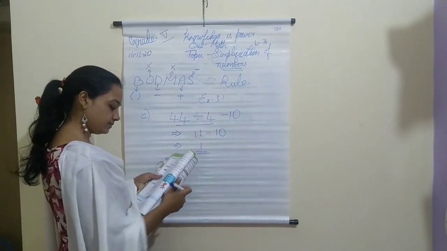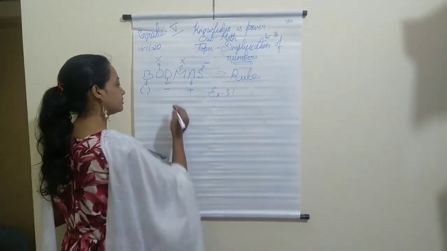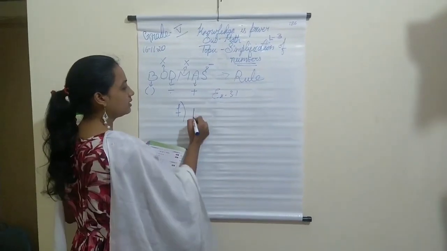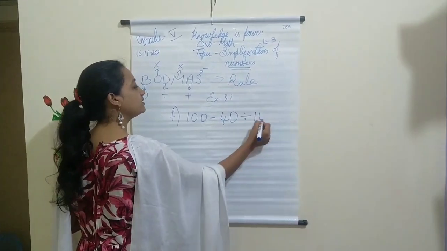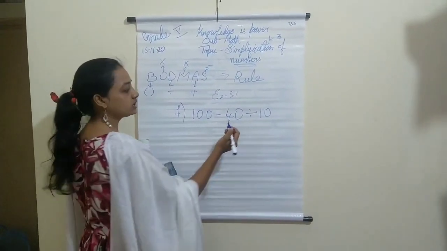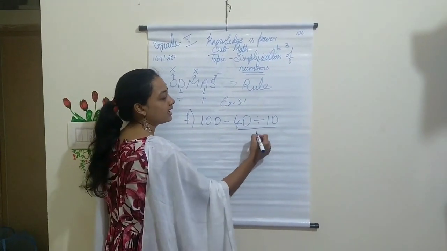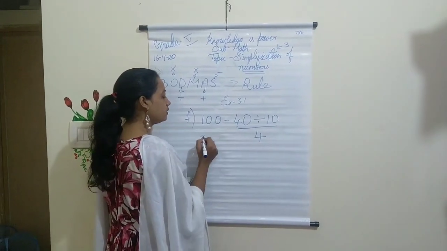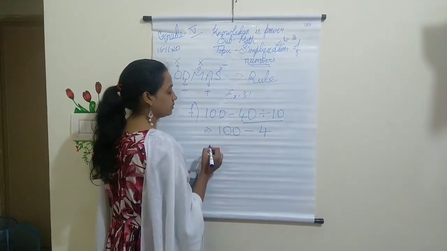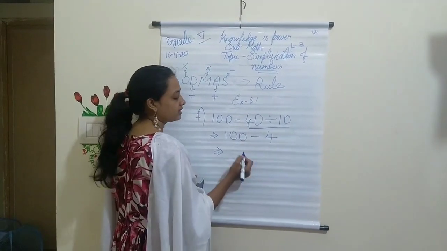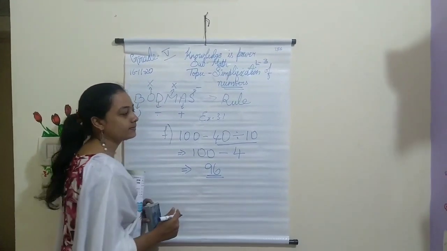Now let's go for the F1. 100 minus 40 divided by 10. So first one I should take is division. So what is 40 divided by 10? Answer is 4. Now I should write the remaining number here. 100 minus 4 now. What is 100 minus 4? Answer is 96. So highlight your answer.